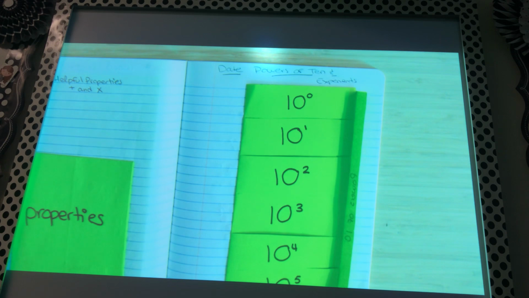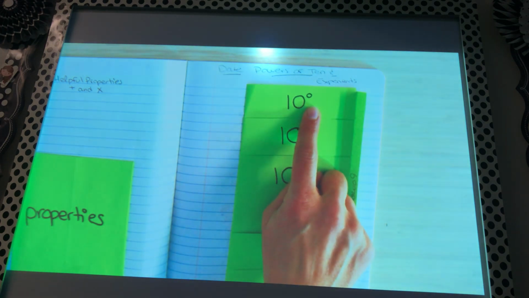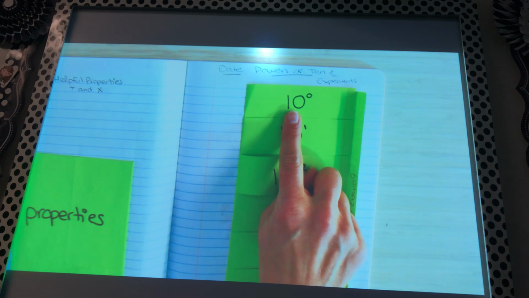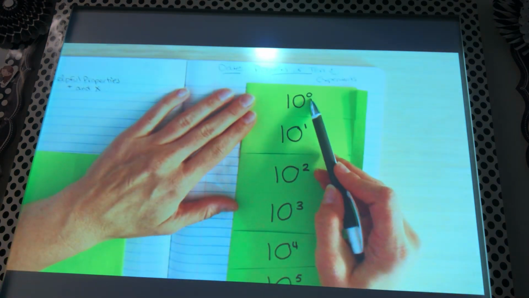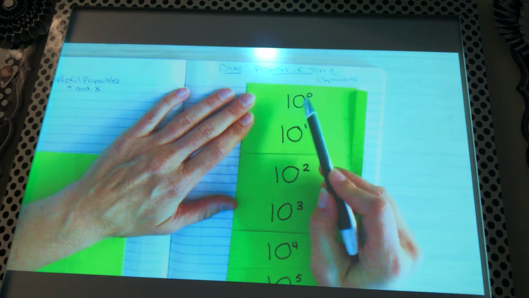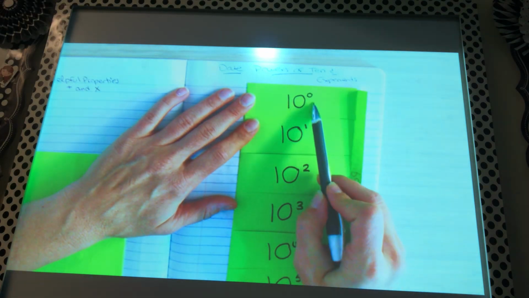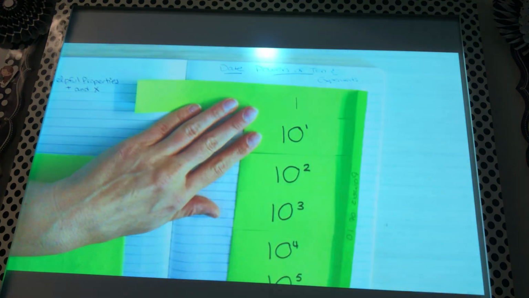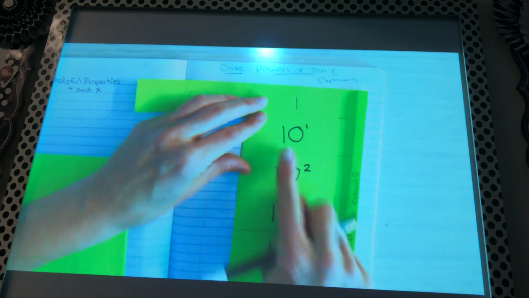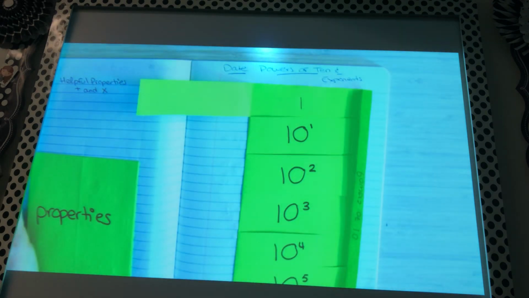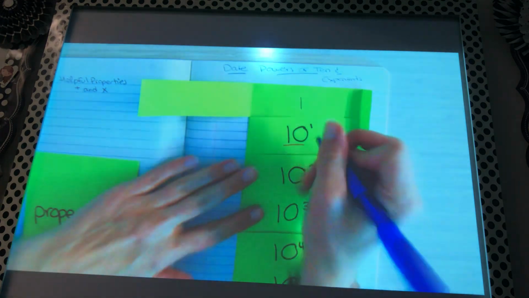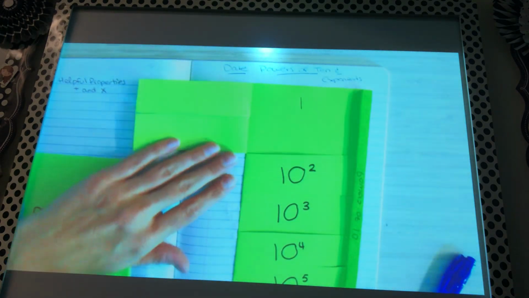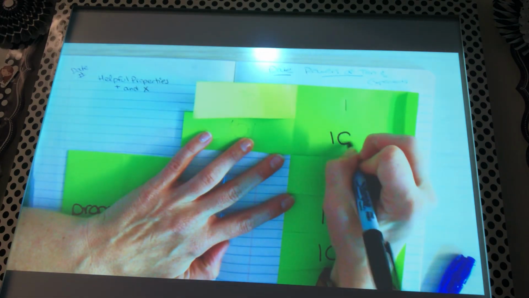So now I have 10 to the 0 power. So my base is 10, which means that however many times my exponent, or whatever the number of my exponent is, that's how many times I'm going to repeat my base. Well, since I have a 0 here, that means that my base repeats no times, it's just 1. So the next one is 10 to the 1st power. And since I have a base of 10, that will mean that my exponent now will repeat 1 time. So that's just 10.